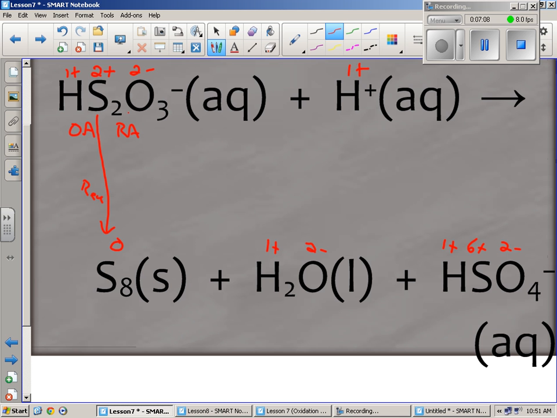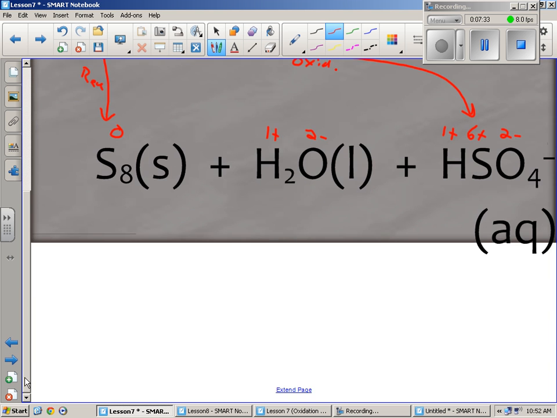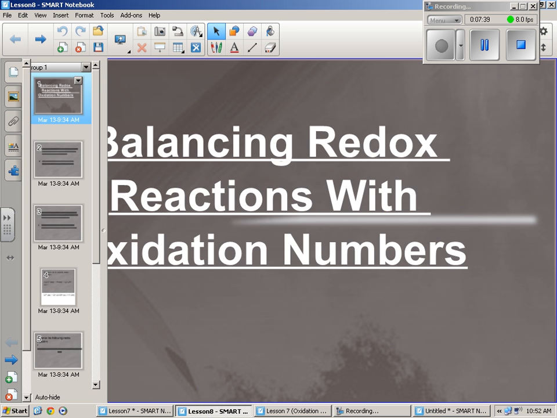This sulfur is going from a 2 plus to a 6 plus. So that is being oxidized, right? And therefore that is your reducing agent. Okay? And the only difference is what we're going to do today: count up how many electrons are actually being transferred, et cetera, and balance those out. That's what we're going to do today. So that's disproportionation. Good? Questions, anyone?